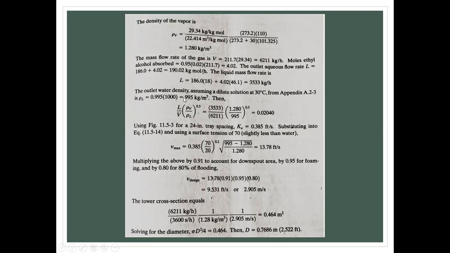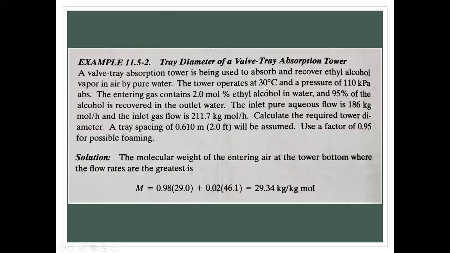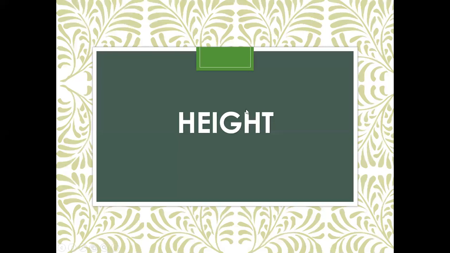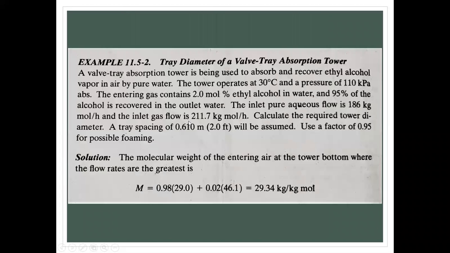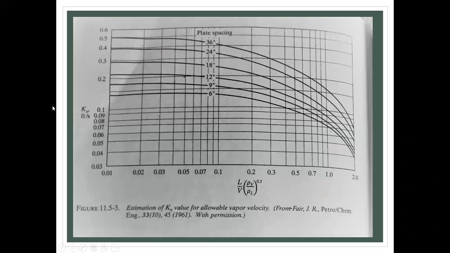So the outlet water density, assuming that it's a very dilute solution at 30 degrees Celsius from the appendix, is given to be this one. So you get the density of water at 30 degrees Celsius because it's the operating temperature of your column. And that would give you a density of 995 kilogram per cubic meter. Why get all this? The V, the L, and the density, you need it here in the abscissa for you to get the KV.